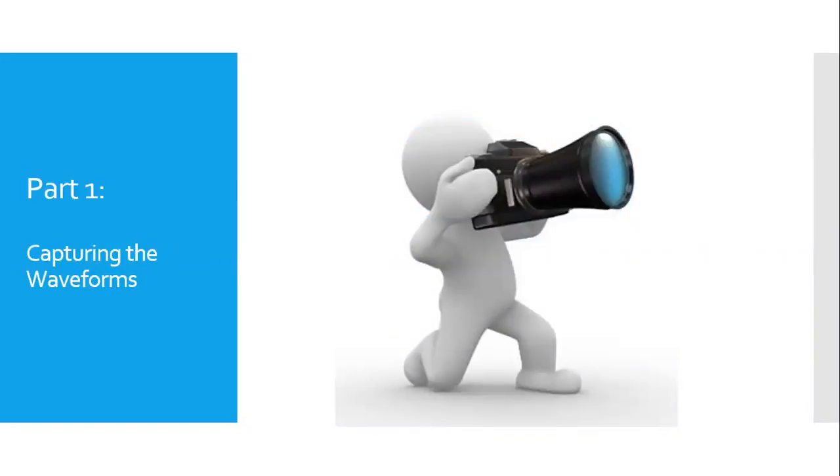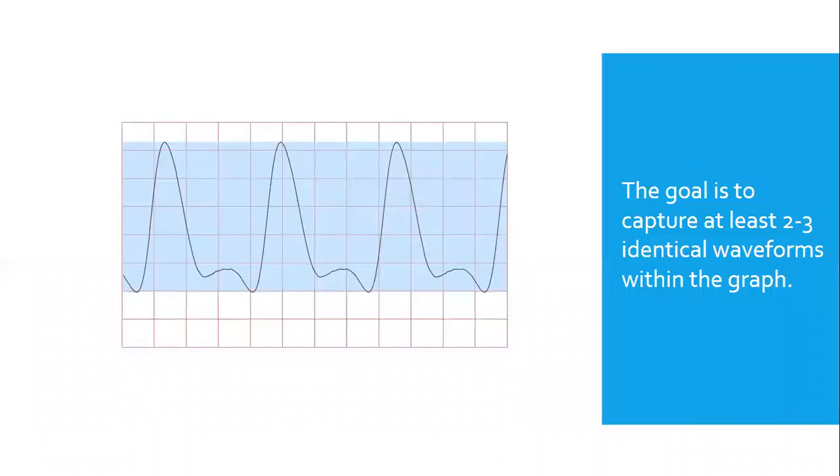Capturing the waveforms. To capture a good waveform, allow the PVR segment of the PADnet test to run until you notice a steady pattern in the waveforms. The goal is to capture at least 2 to 3 identical waveforms within the graph.